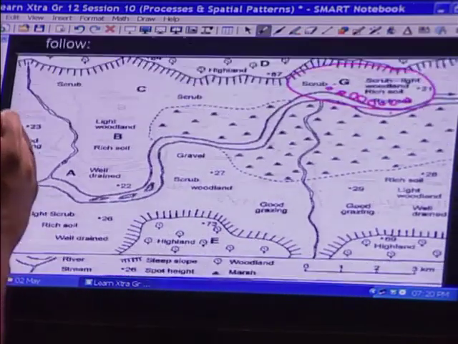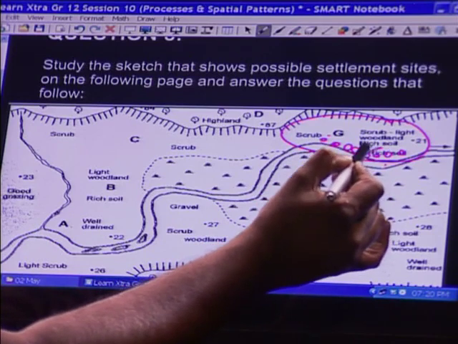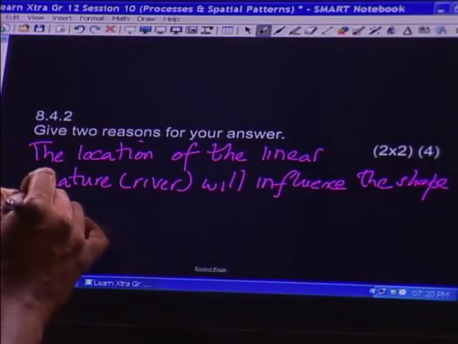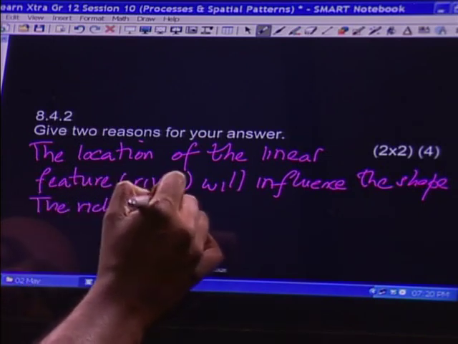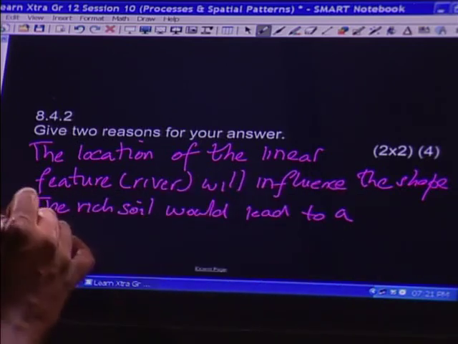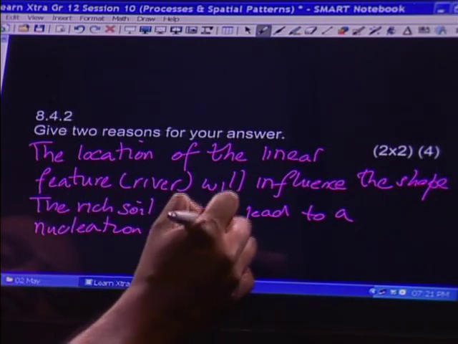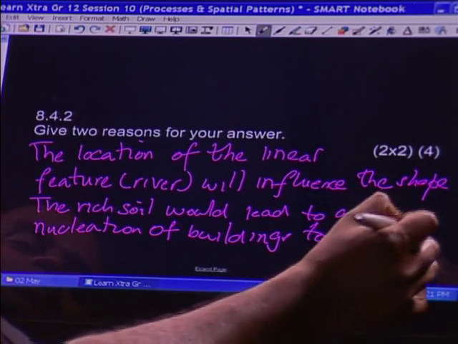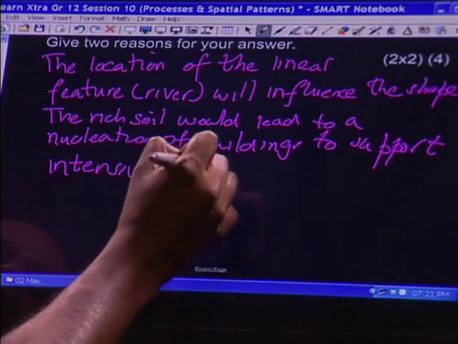Another reason is the location of the woodland or scrub-light woodland, which the examiners are telling you has rich soil. When rich soil occurs, it could be that the rich soil would lead to a nucleation of buildings to support intensive farming.